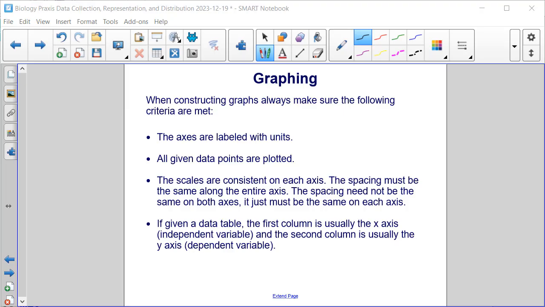Graphing. When constructing graphs, always make sure the following criteria are met. The axes are labeled with units. All given data points are plotted. The scales are consistent on each axis. The spacing must be the same along the entire axis. The spacing need not be the same on both axes, it just must be the same on each axis. If given a data table, the first column is usually the x-axis or independent variable, and the second column is usually the y-axis or dependent variable.